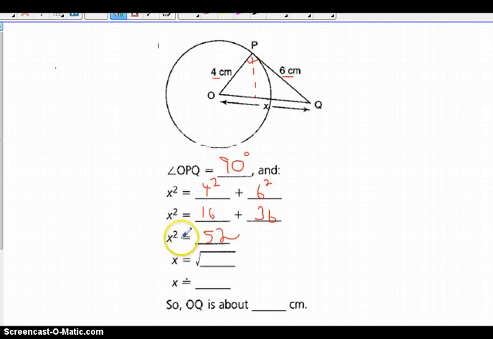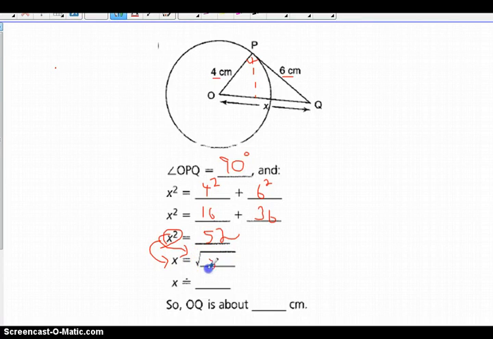Okay, now we want to solve for x. We have x squared here. So what we have to do is perform the inverse operation of x squared. The inverse operation, or opposite operation, is to take the square root. Okay, so this x squared now becomes just simply an x, and we just take the square root of 52. So you're going to use your calculator for that. So you take the square root of 52, and you're going to end up with an answer.